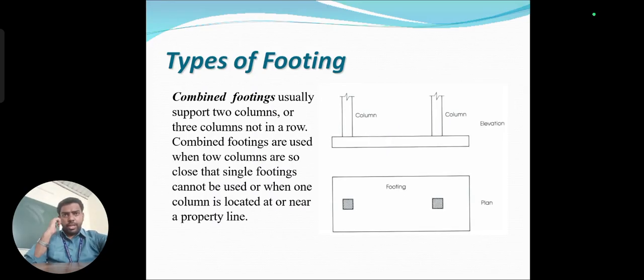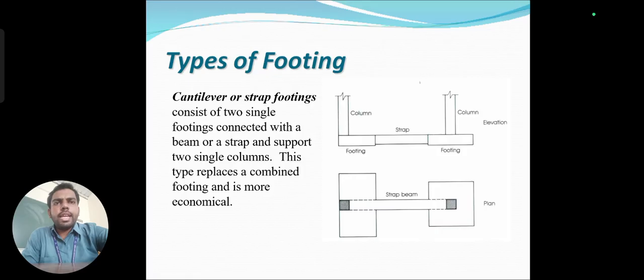Next, combined footings, used where the soil bearing capacity is very low and the loads acting are very high. In that situation we provide a combined footing. Combined footing means two or three columns are combined into one footing. A single footing cannot be used when one column is located near the property line.